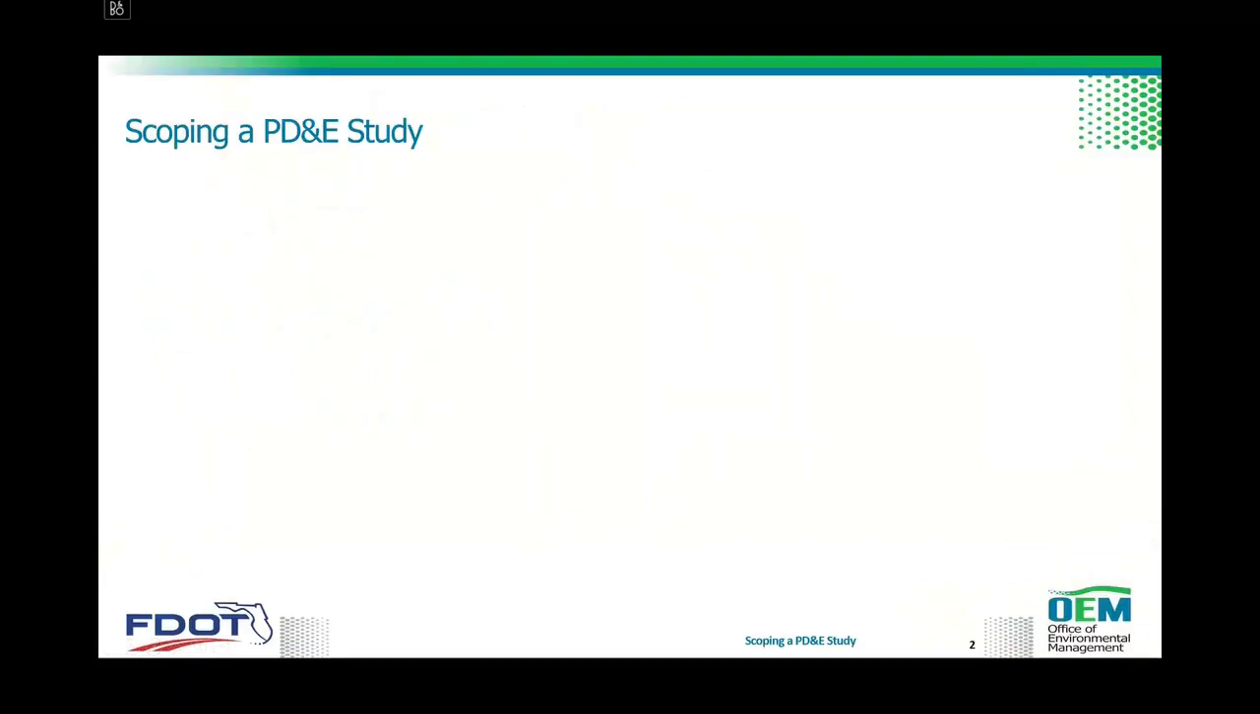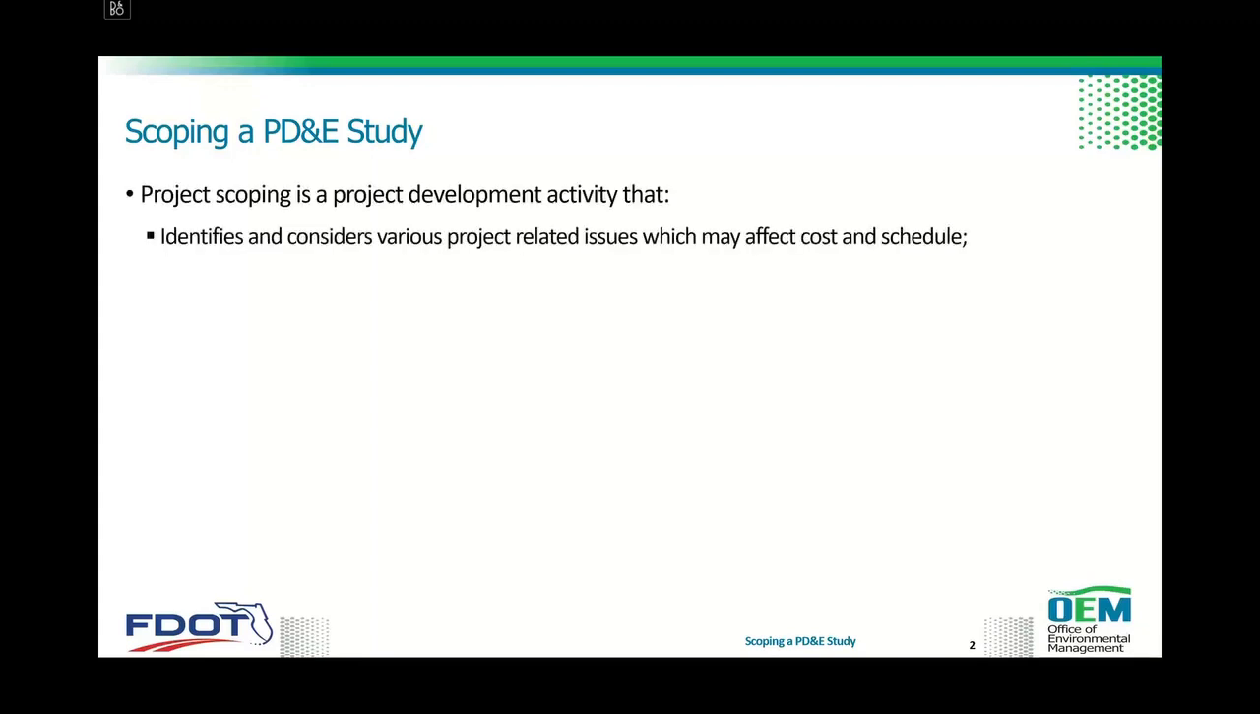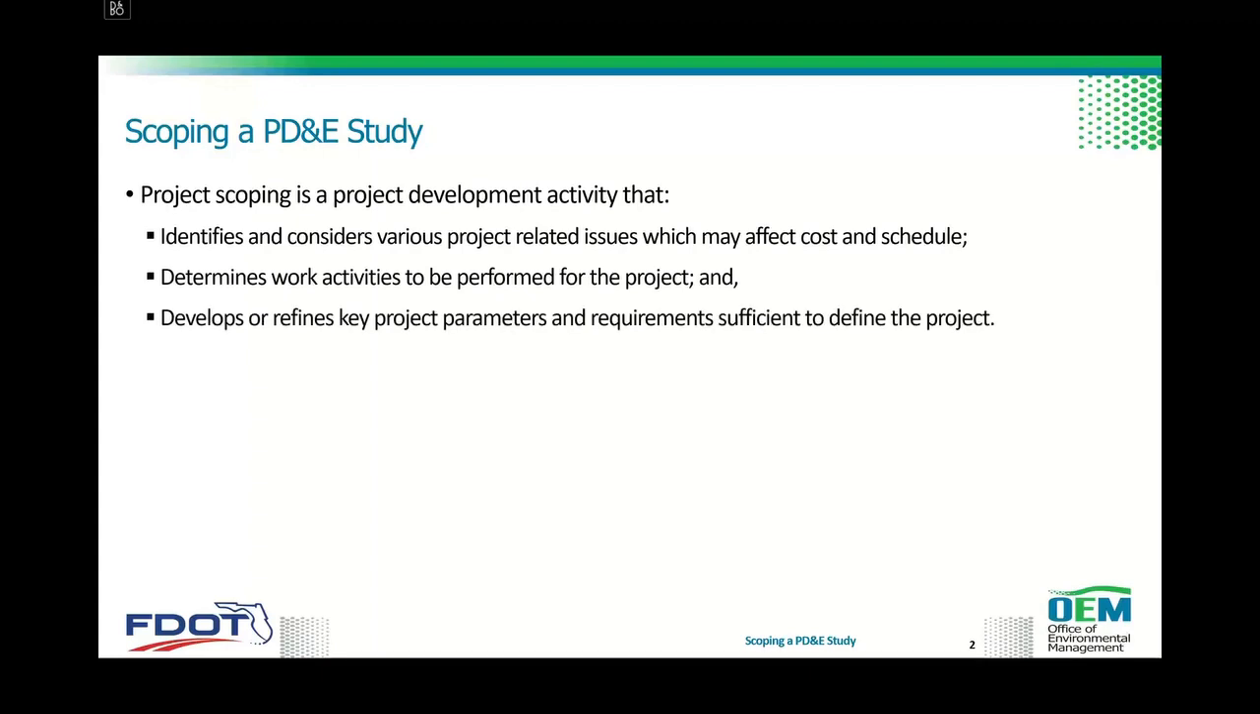So when scoping a PD&E study, the PD&E project manager is responsible for scoping the PD&E study. And for the scoping, the project development activity includes identifying and considering various project-related issues that could affect cost and schedule of the study, also to determine work activities to be performed for the project, and also to include or refine key project parameters and requirements sufficient to define the project.